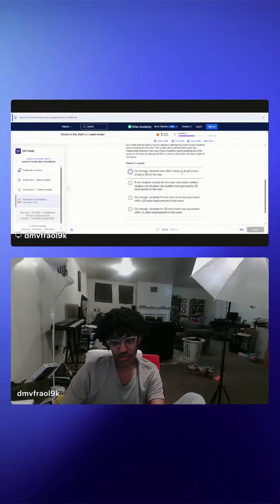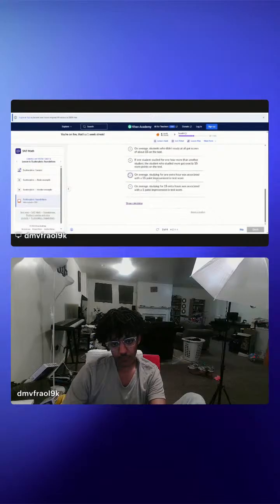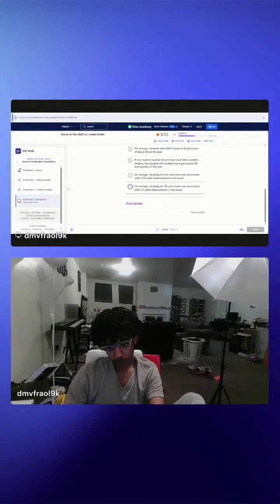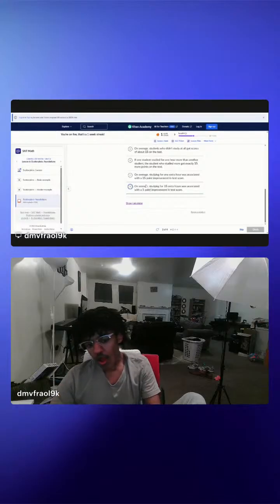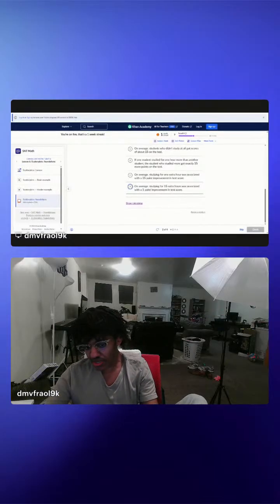On average, students who didn't study at all scored about 15 on tests. If one student studied for 1 hour more than another student, the student who studied more scored exactly 50 points higher. On average, studying an extra hour was associated with a 50-point improvement on the test. On average, studying for 15 extra hours was associated with 1 point.